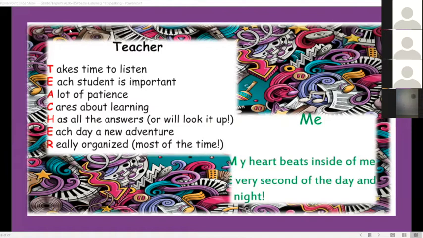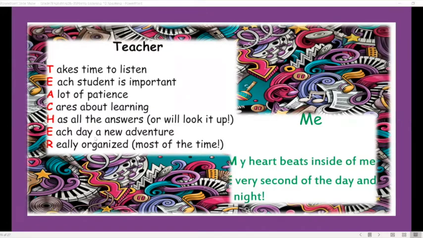Okay, so it's a long word, but you can say so much about the actual subject. It is a poem, even though it doesn't rhyme. You can have a really short one, like me: The heart beats inside of me every second of the day and night. So it is relating to me. It's using the letters me.